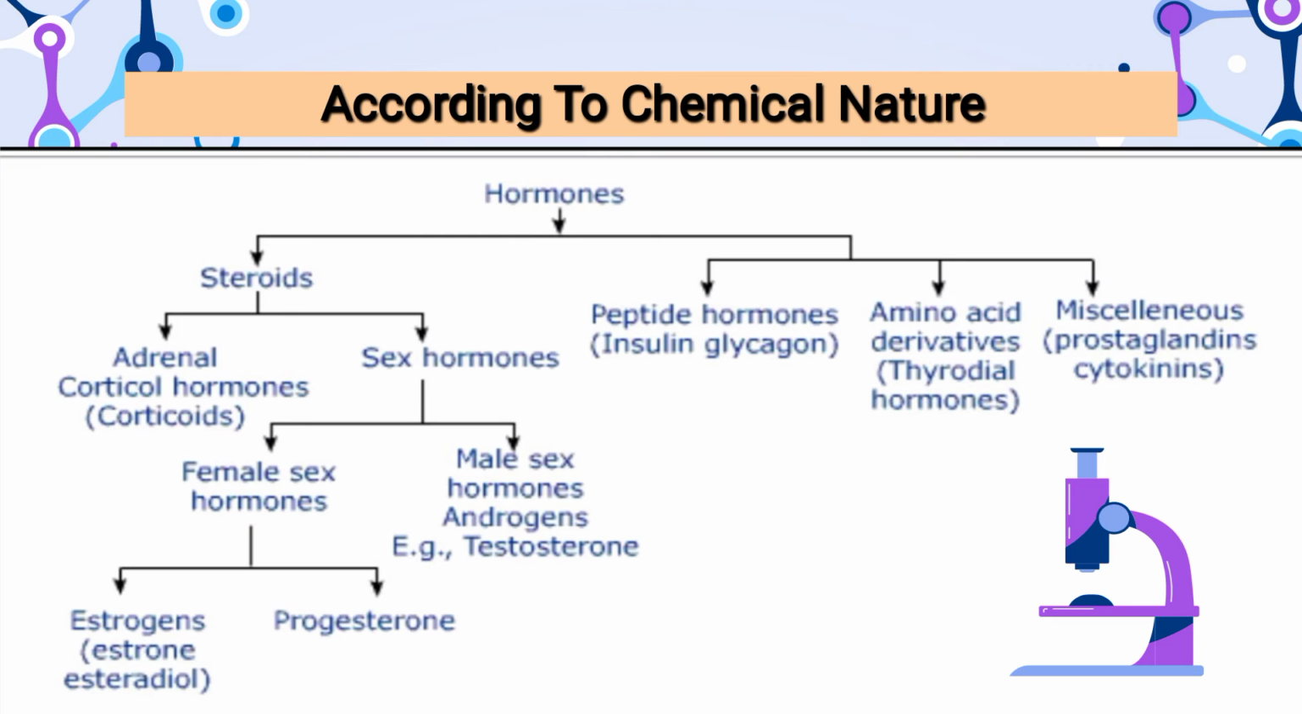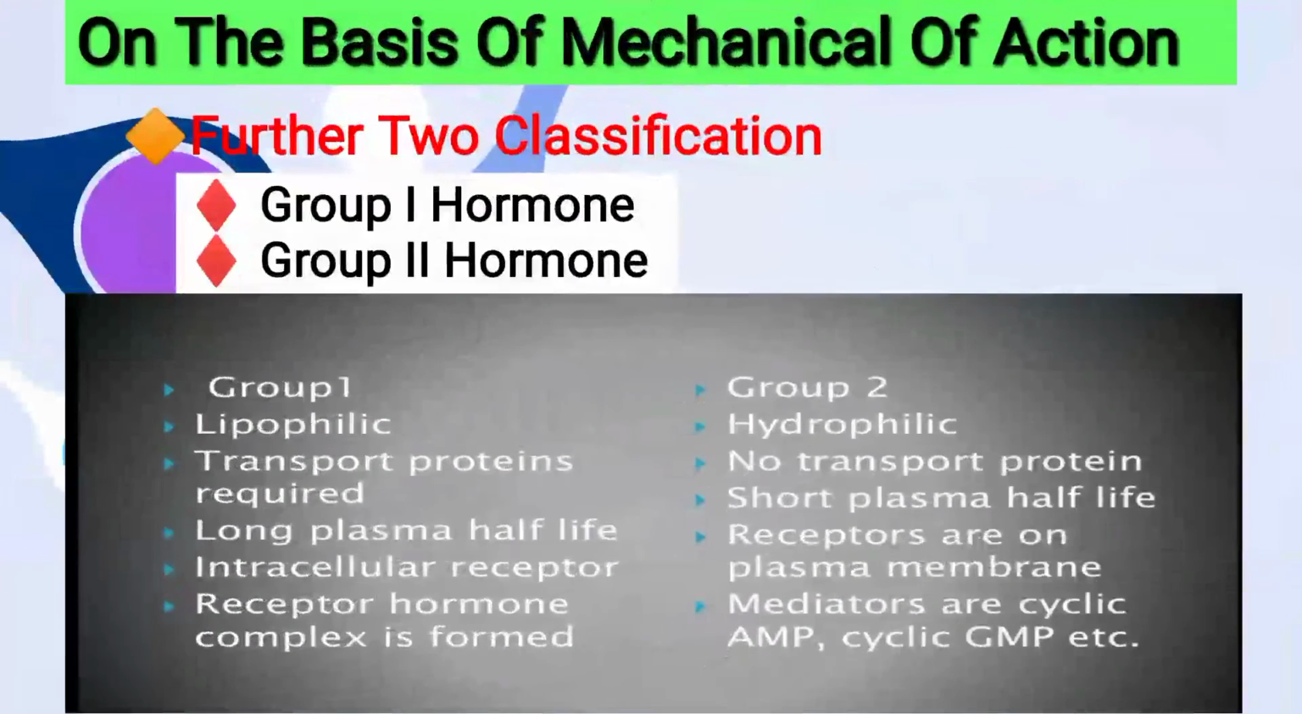Now the next one is on the basis of mechanisms of action of hormones. Here hormones are divided into two groups. The first one is group 1 hormones and the second one is group 2 hormones. Now group 1 hormones. These are a group of lipophilic hormones that are usually derived from cholesterol.